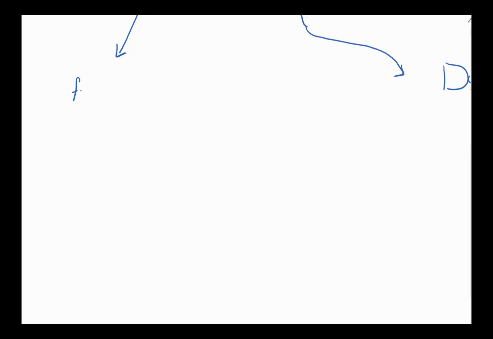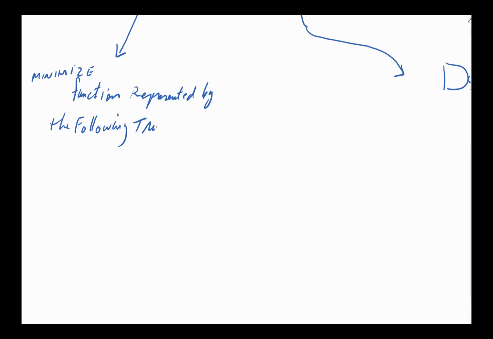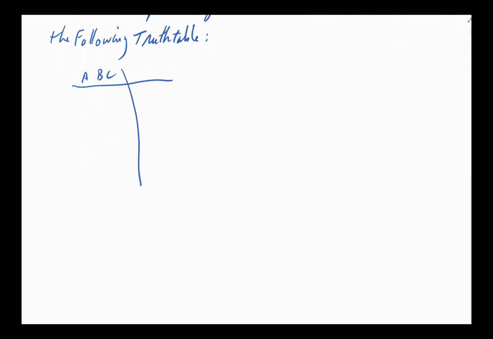I have a simple example here. We want to minimize the functions represented by the following truth table. Let's take a look at this truth table. We have A, B, and C, our trusty inputs, and hopefully I will get all eight of the combinations. Oops, missing one. Got it. So we have 0, 1, 2, 3, 4, 5, 6, 7.